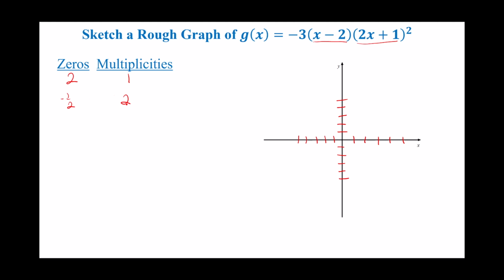So the entire degree is 3. 1 plus 2 is 3. We add our multiplicities to get the degree. So we have, let's see, an x-intercept at 2 and an x-intercept at negative 1/2.